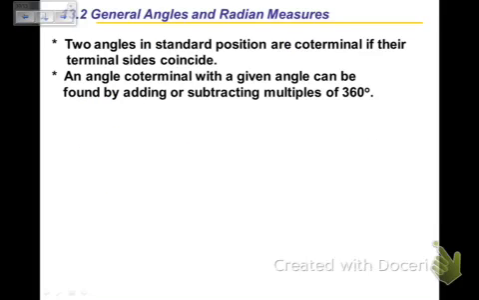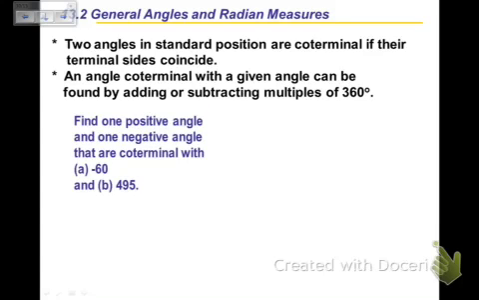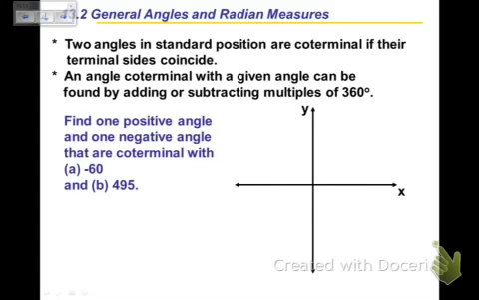All right. Now, the last thing we'll talk about here is what we call coterminal angles. Two angles in standard position are coterminal if their terminal sides coincide. So that means they're next to each other, basically. An angle coterminal with a given angle can be found by adding or subtracting multiples of 360. So let's take a look here. Find one positive angle and one negative angle that are coterminal with negative 60 and 495.